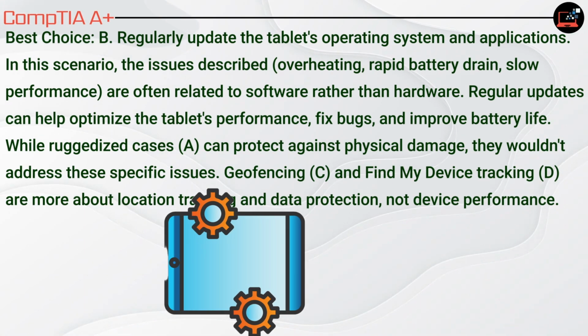Best choice, B, regularly update the tablet's operating system and applications. In this scenario, the issues described, overheating, rapid battery drain, and slow performance, are often related to software rather than hardware. Regular updates can help optimize the tablet's performance, fix bugs, and improve battery life. While ruggedized cases, A, can protect against physical damage, they wouldn't address these specific issues. Geofencing, C, and Find My Device tracking, D, are more about location tracking and data protection, not device performance.